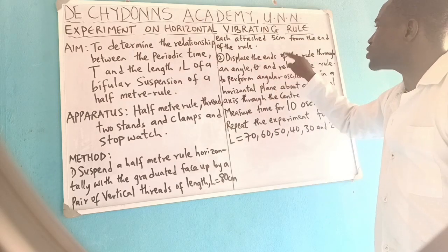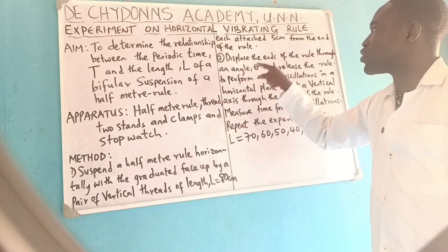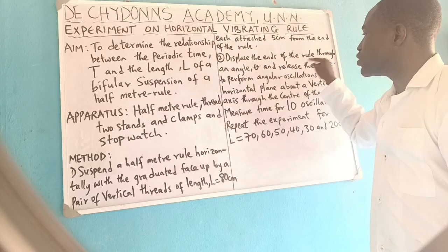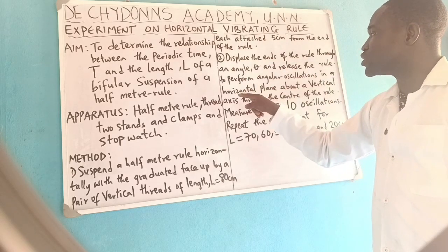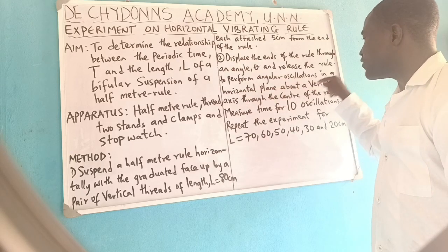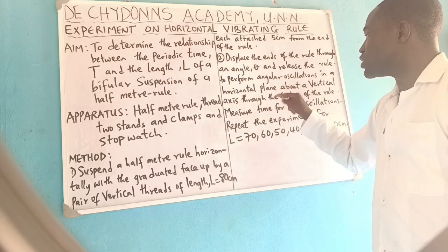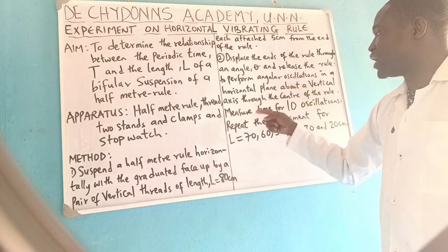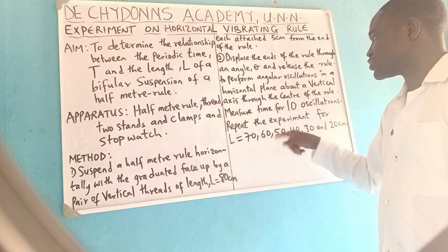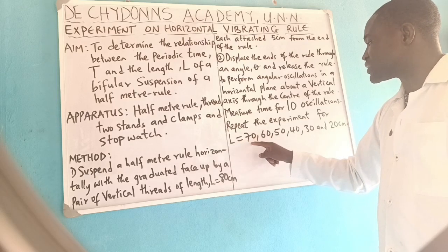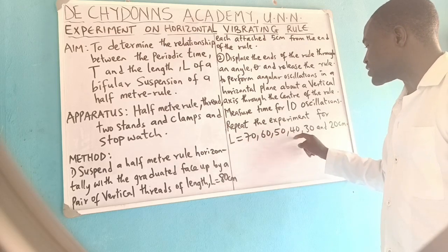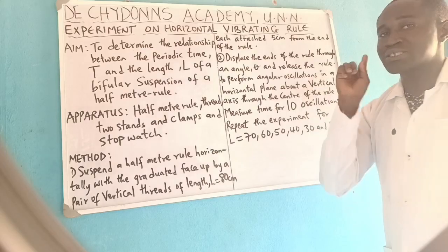Displace the ends of the rule through an angle theta and release the rule to perform angular oscillations in a horizontal plane about a vertical axis through the center of the rule. Measure the time for 10 oscillations. Repeat the experiment for L equal to 70 cm, 60 cm, 50 cm, 40 cm, 30 cm and 20 cm.